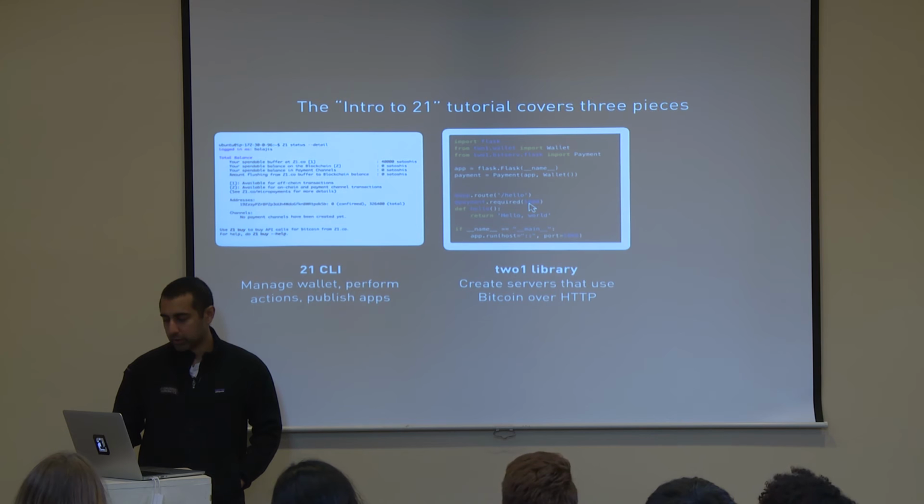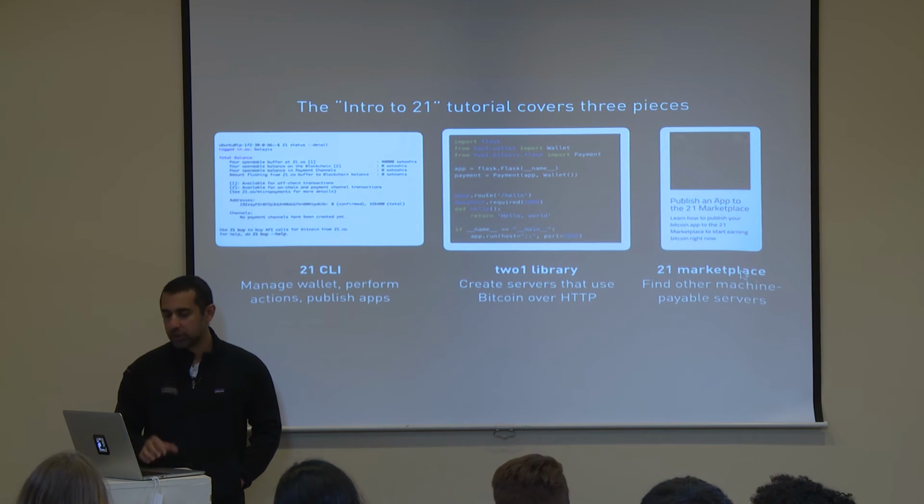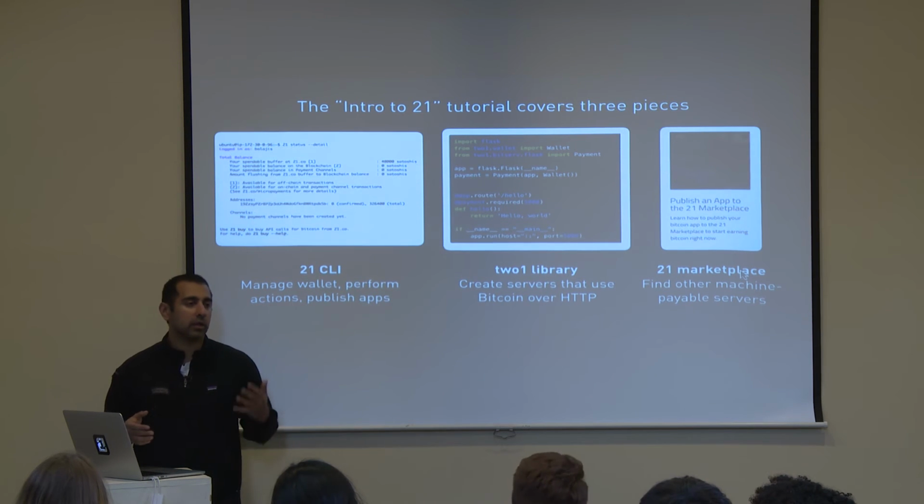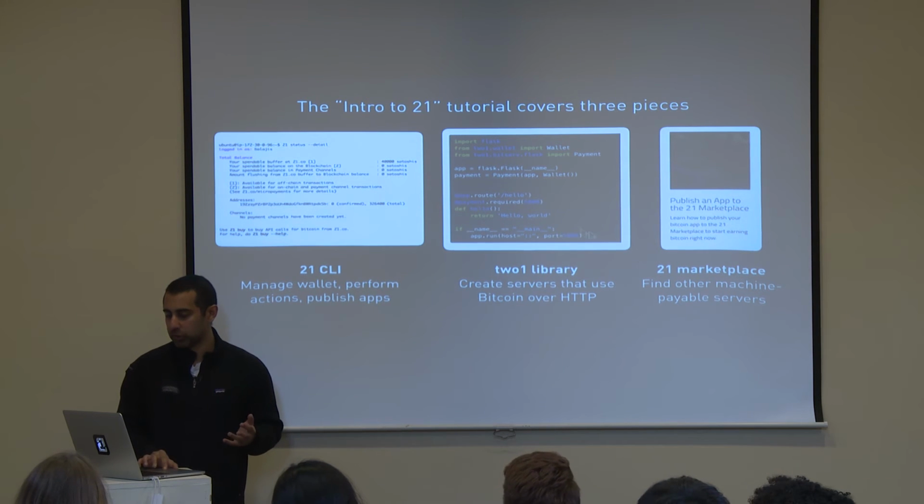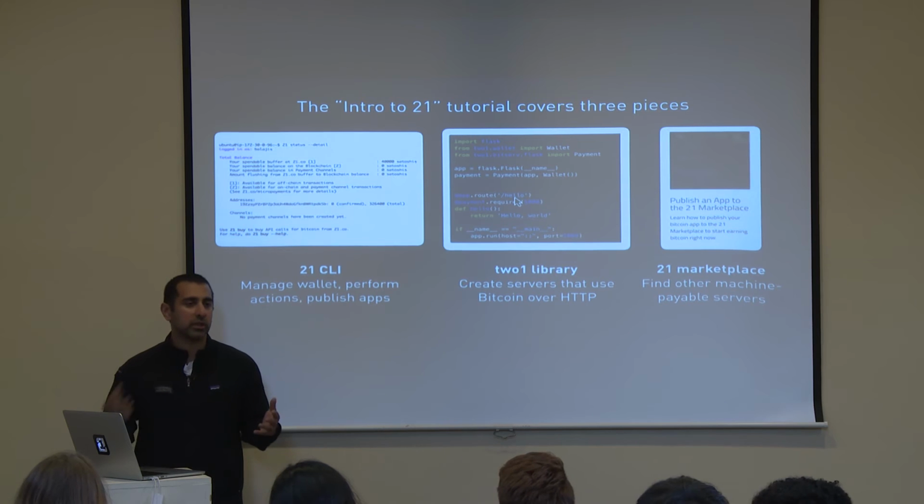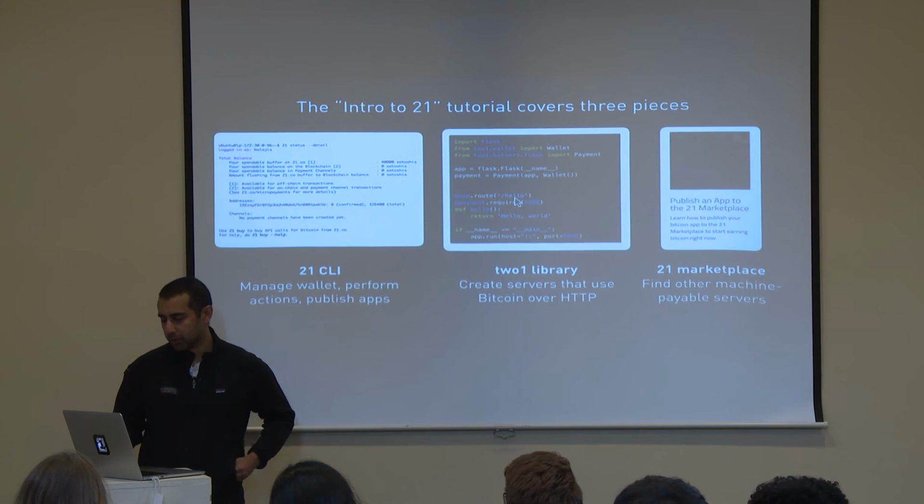And then the third thing that the tutorial covers is this marketplace, which is like an eBay where you can post links that other people can buy and sell. Because once you've got your machine payable endpoint, you want people to buy it, you want to sell into it, you want to mess around with it.